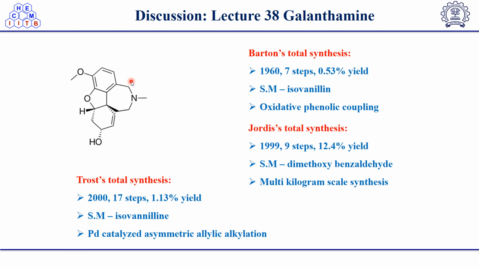Then the next total synthesis of galantamine was Trost's total synthesis, which was completed in 2000. The key steps were palladium catalyzed asymmetric allylic alkylation and intramolecular Heck reaction. This was the first total synthesis where oxidative phenolic coupling was not used, and the starting material used was isovanillin. And he took almost 17 steps to complete this total synthesis with an overall yield of 1.13 percent.